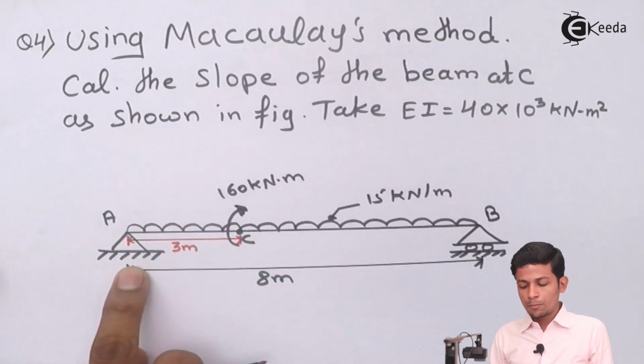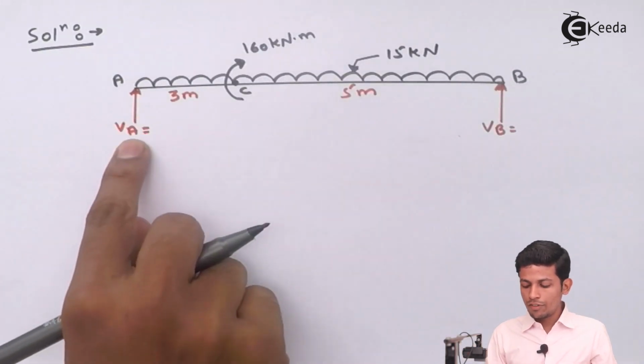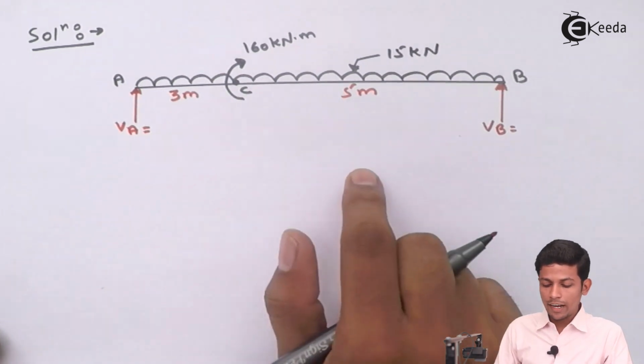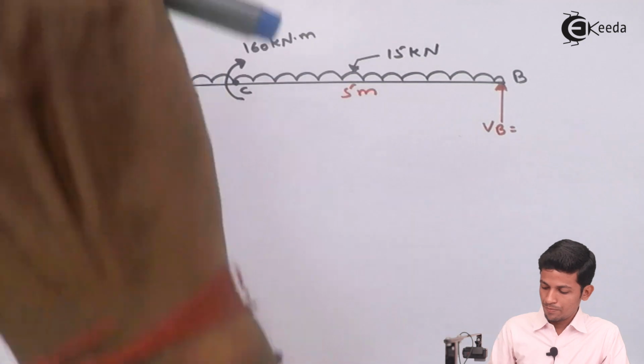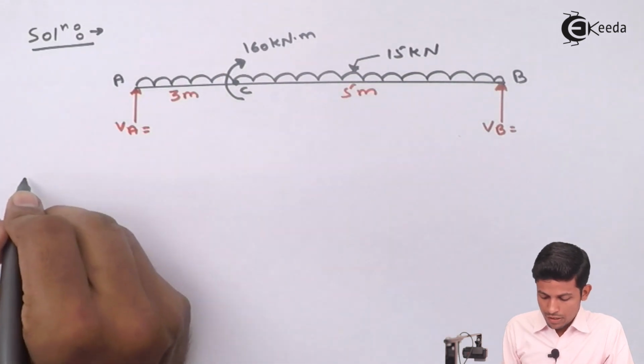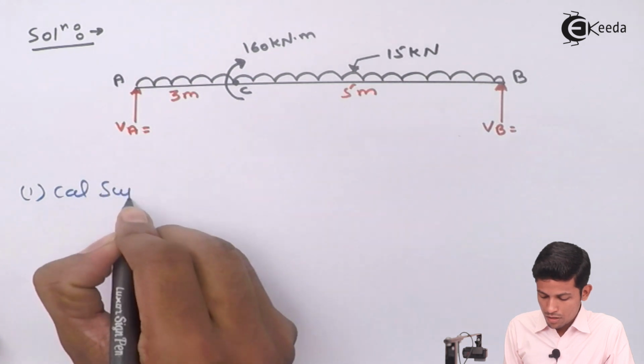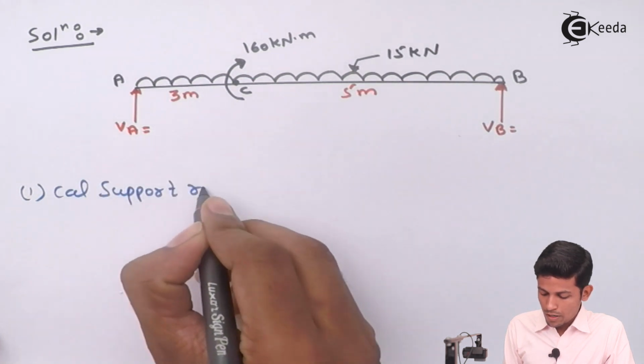See, this is a hinge support, this is a roller support. We have to assume these reactions VA and VB. Now we find out VA and VB using support reaction calculation. This is our first step: calculation of support reaction.